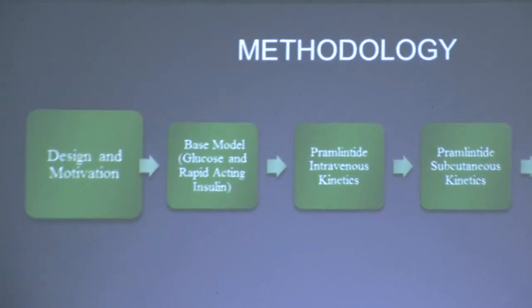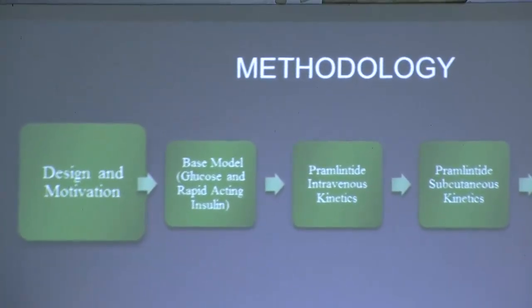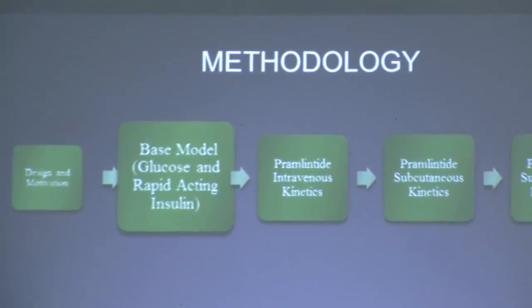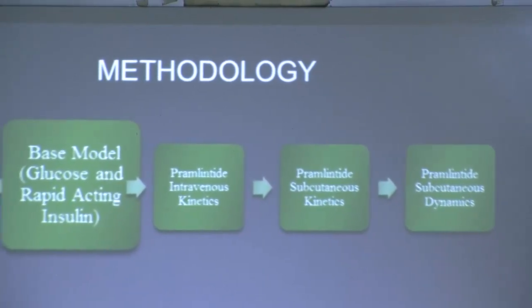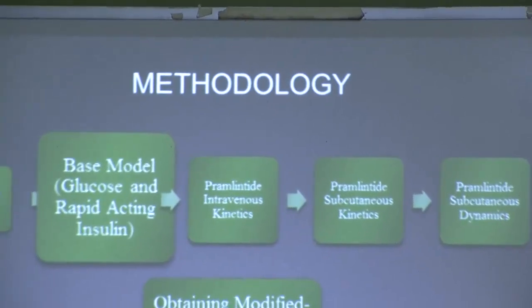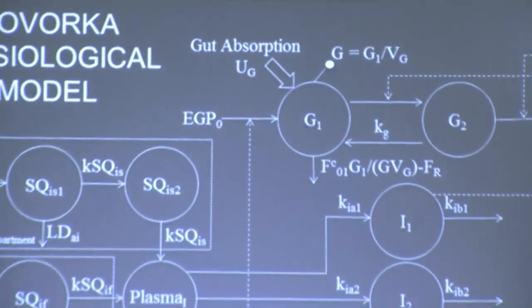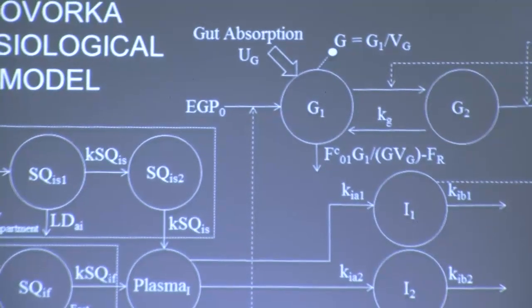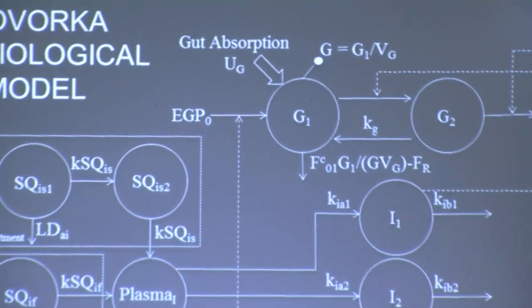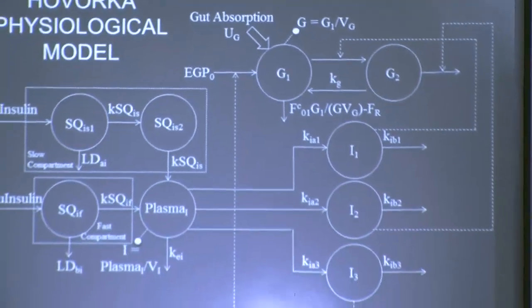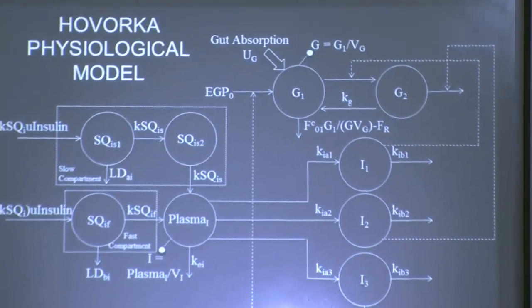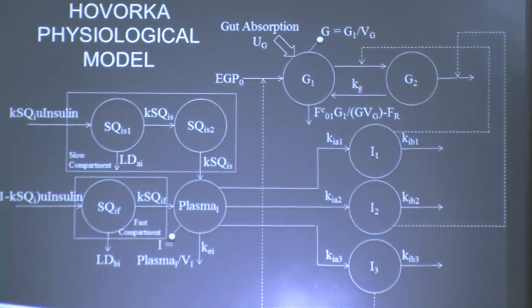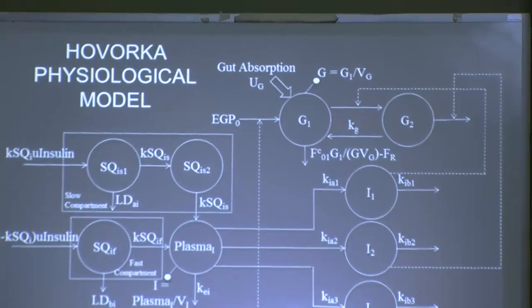So we just went through design and motivation. And then we had to get a base glucose insulin model to then add Pramlintide to. So we obtained a modified Bergman model, which is this. What you're seeing right now is a compartmental model, and this type of modeling is a mathematical modeling approach that is used to model physiological systems.